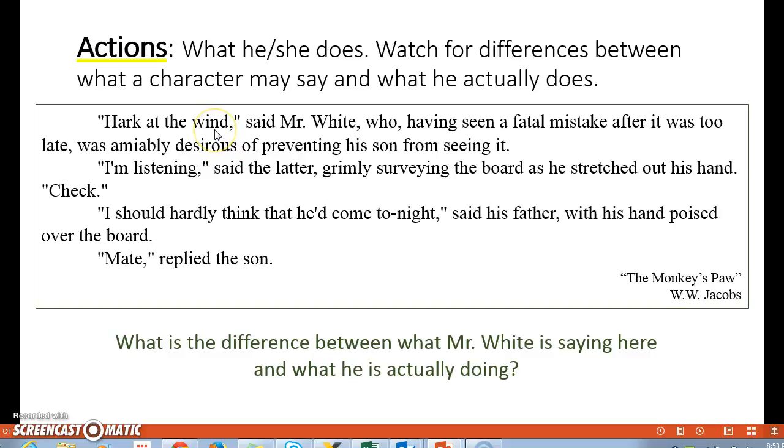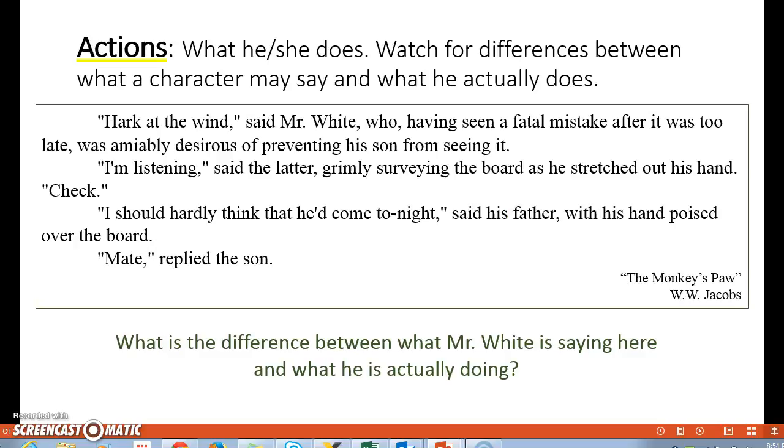It says, "Hark at the wind," said Mr. White, who, having seen a fatal mistake after it was too late, was amiably desirous of preventing his son from seeing it. "I'm listening," said the latter, grimly surveying the board as he stretched out his hand. "Check." "I should hardly think he'd come tonight," said his father, with his hand poised over the board. "Mate," replied the son.